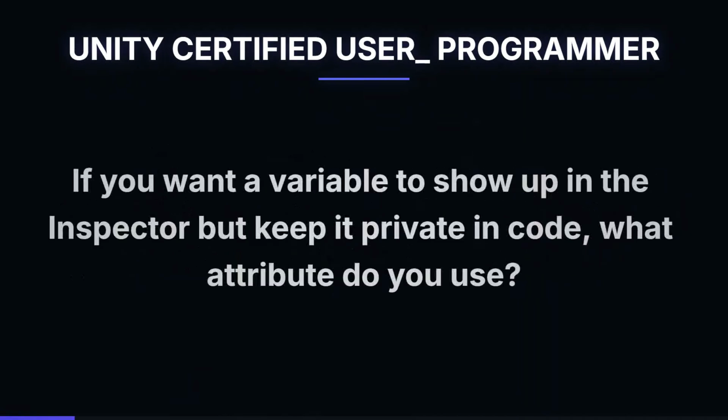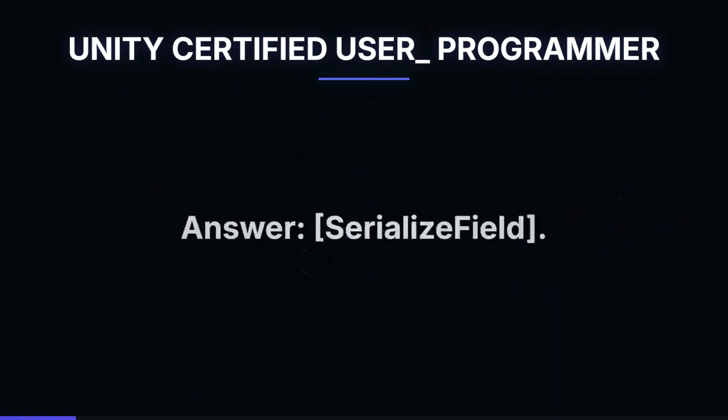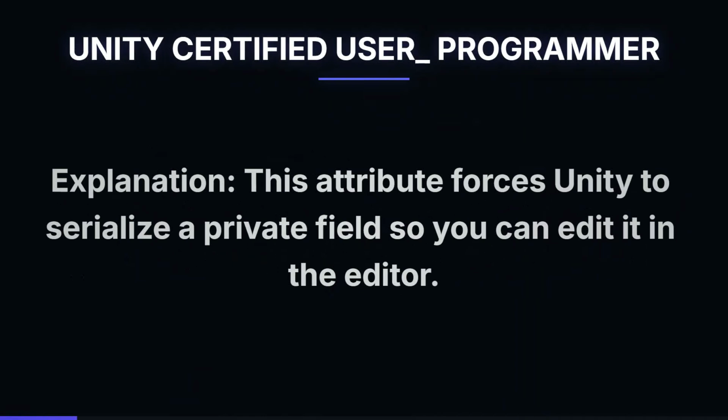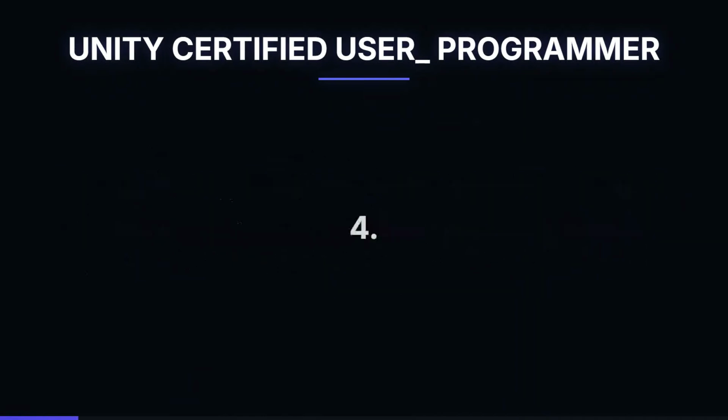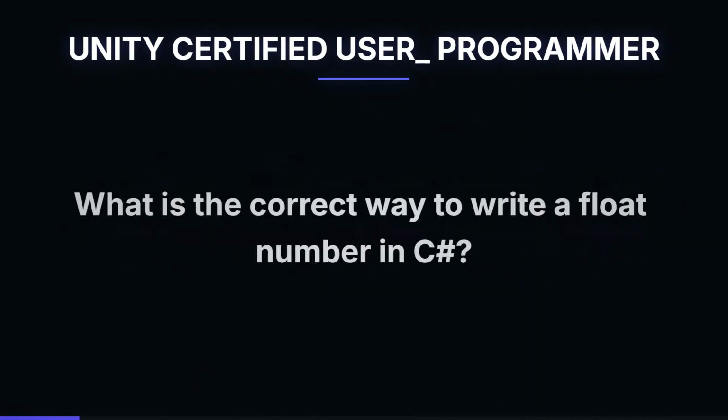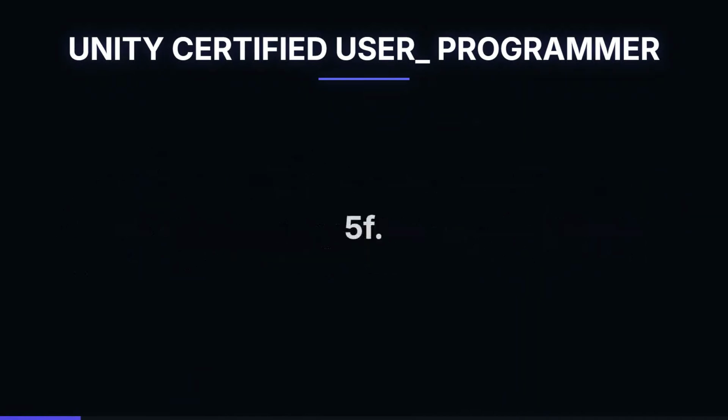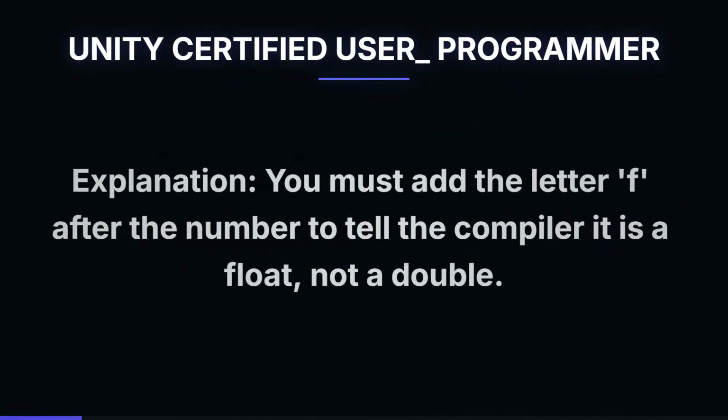3. If you want a variable to show up in the inspector, but keep it private in code, what attribute do you use? Answer: SerializeField. Explanation: this attribute forces Unity to serialize a private field so you can edit it in the editor. 4. What is the correct way to write a float number in C#? Answer: 5f. Explanation: you must add the letter f after the number to tell the compiler it is a float, not a double.